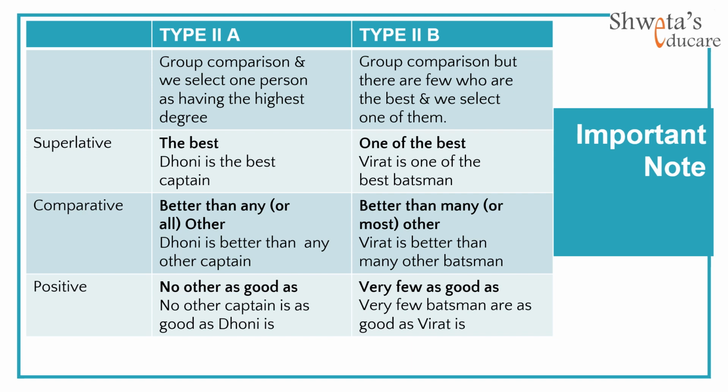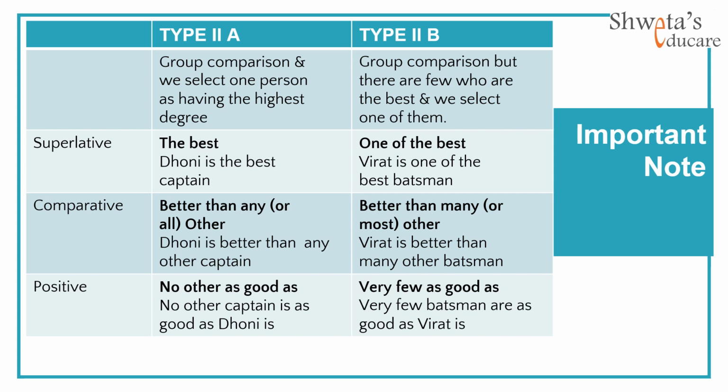In positive, if you want to convert the same, you will always start with no other. No other captain is as good as Dhoni is. Simple. Once again I repeat, in type 2A we have the words the best, better than any other and no other, as good as. Now let's start with type 2B.